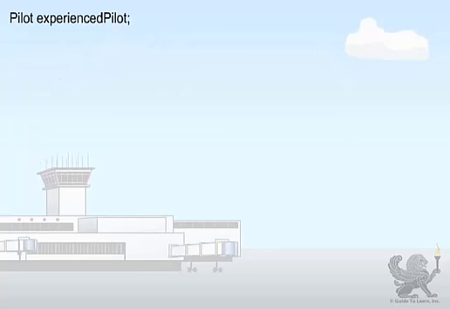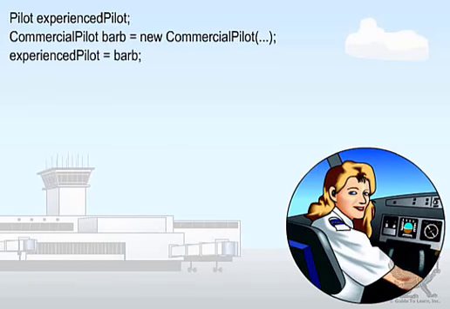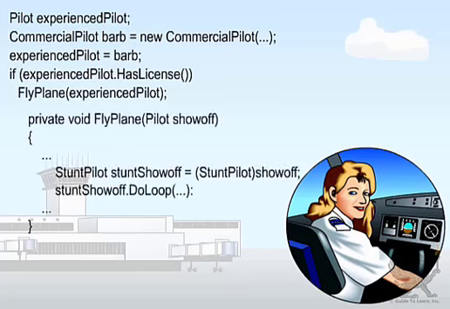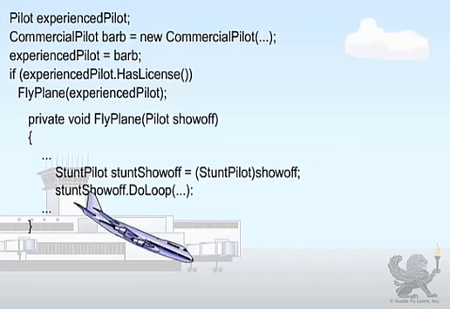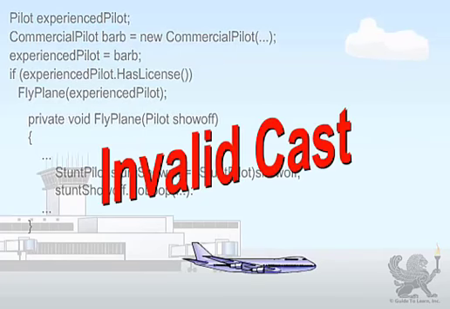For example, you create a new commercial pilot, Barb, and assign experienced pilot to Barb. Barb can execute the has license method and can even fly the plane. But a variable type of commercial pilot is used to reference Barb. So when Barb tries to perform a do loop, the program halts with an invalid cast exception error. The problem is that you asked the compiler to trust you, and it did, but you let it down badly.